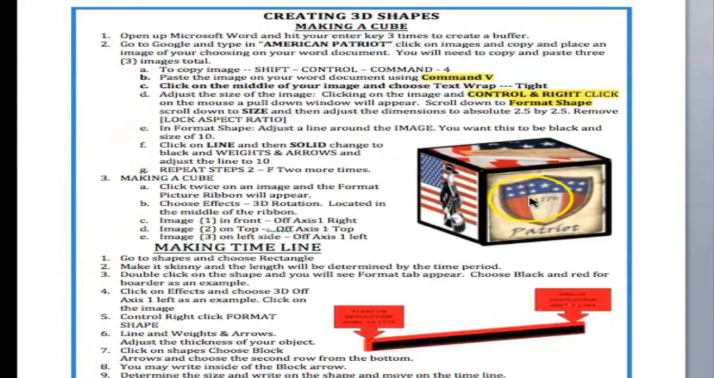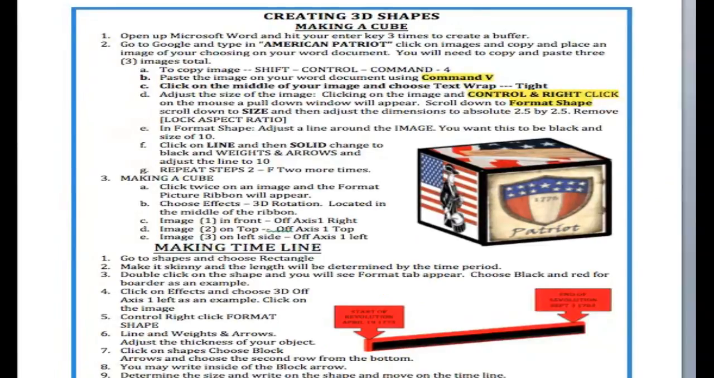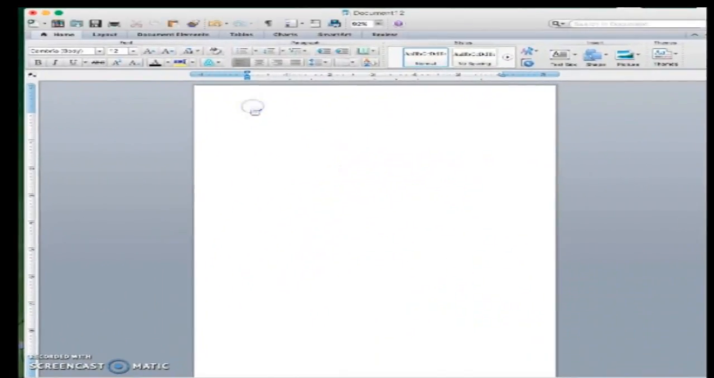The first picture you decide you want will be in the front of the cube. Then we'll have one on the side, and you'll have one on the top. Then we'll show you how to do it in 3 dimensions. All right, so let's get going so we don't waste any more time. The first thing we have to do, as you can tell by your sheet of paper, is place your cursor at the top and hit your return key 3 times.